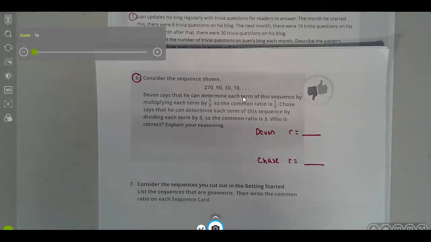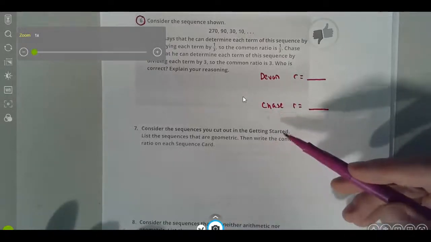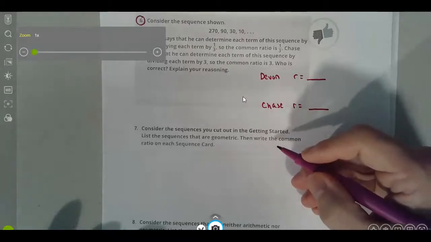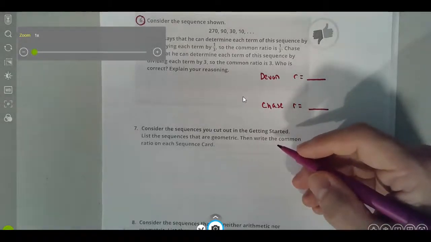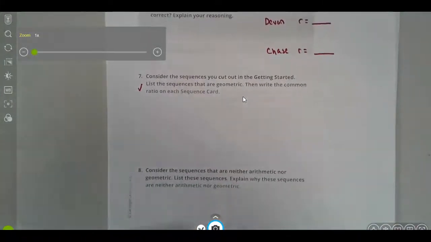Okay? All right. So you guys have done this one, 7. You said consider the sequences you cut out. So we taped all of the geometric sequences to the pages that we had to. Okay, so we've done this. Now let's look at question 8. We have some sequences that we have not used. So consider the sequences that are neither arithmetic or geometric.